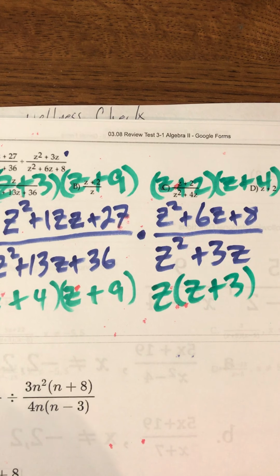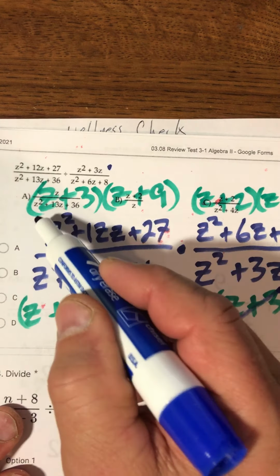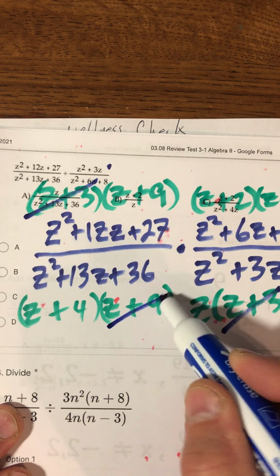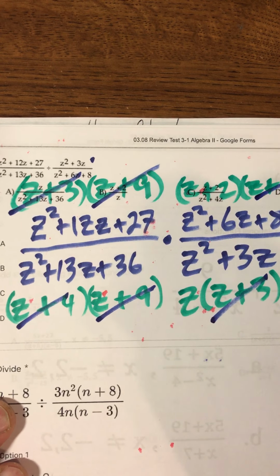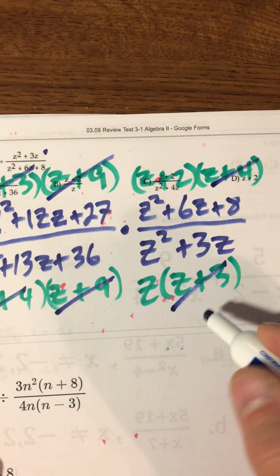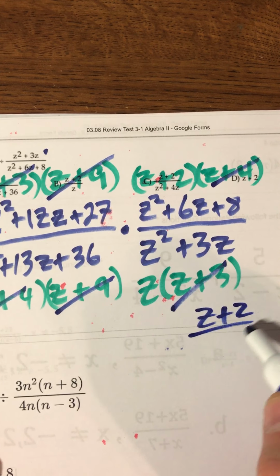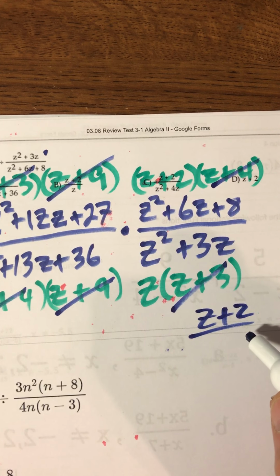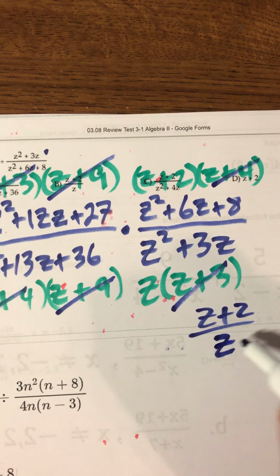Now reduce. This z plus 3 cancels this z plus 3, z plus 9 with z plus 9, z plus 4 with z plus 4, leaving the z plus 2 over z.